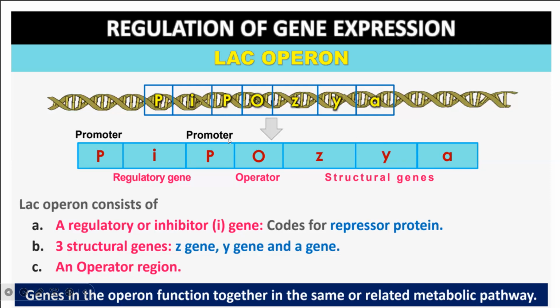For a regulatory gene there is a promoter. Here we have three structural genes, and for these three genes we have one promoter and one operator.